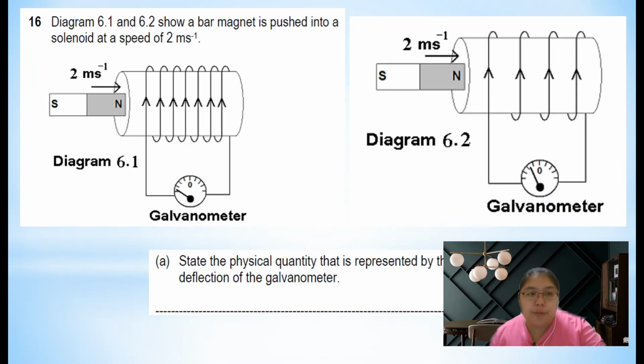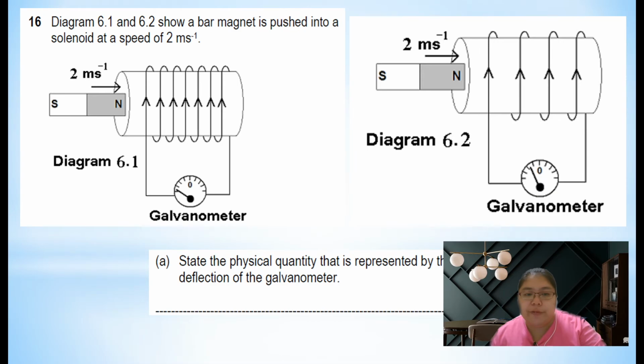Then we go to question 16. They show you 2 diagrams. The bar magnet is pushed into the solenoid, and both speeds are the same, 2 ms^-1. Now we are going to see the differences between both diagrams. In the first diagram, the number of turns is more than in 6.2. Then looking at the galvanometer, in the first diagram the galvanometer deflects at a bigger angle. The reading is bigger compared to 6.2.